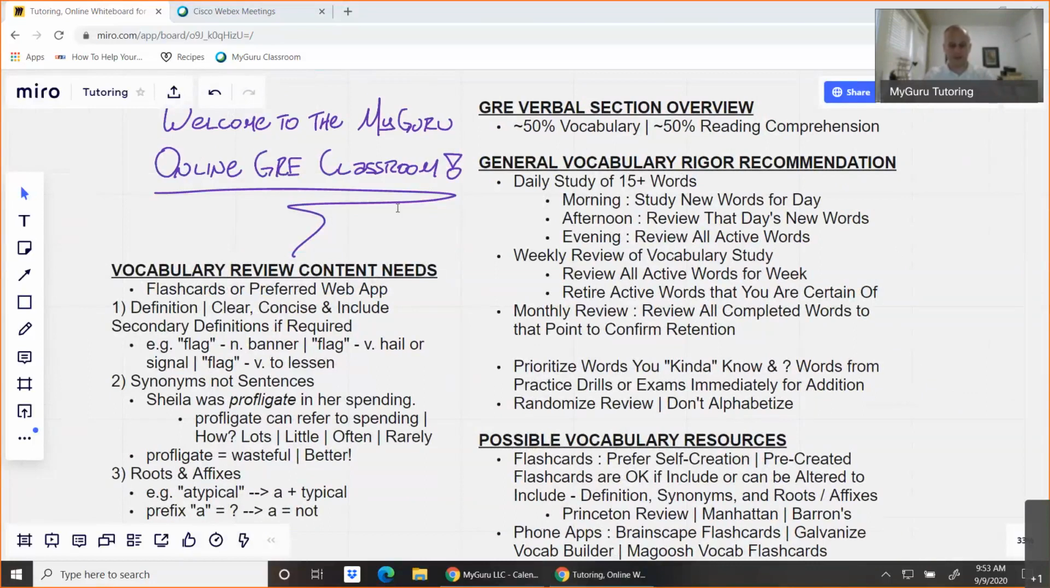So at this point, I'll just open it up. Are there any questions about the vocabulary, GRE vocabulary study recommendations here? You can either ask over the phone, or you can ask in the chat box.